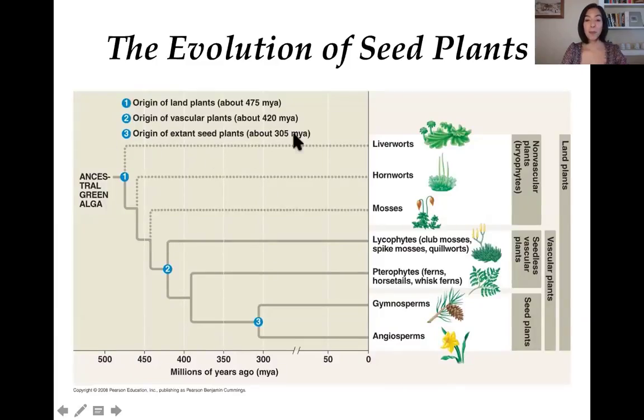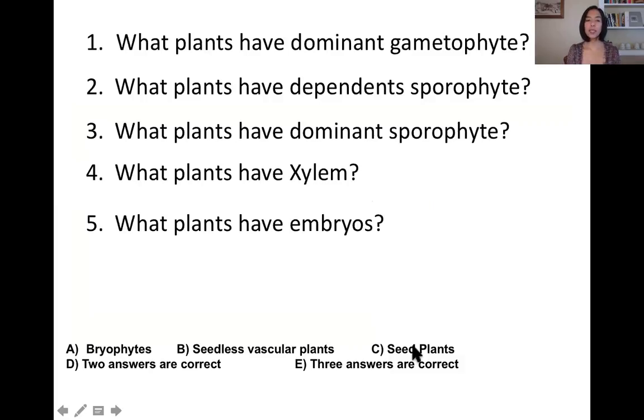We have covered all of these lineages in plants, and we are currently looking at seed plants, in particular gymnosperms. In the next class, we're going to dive into angiosperms. But before doing that, please think about all of these questions and try to test your knowledge to see if you know which plants or what group has the following structures. For example, what plants have xylem? If you are learning in this class, you will probably realize that seedless vascular plants and seed plants have xylem. Bryophytes do not have xylem.